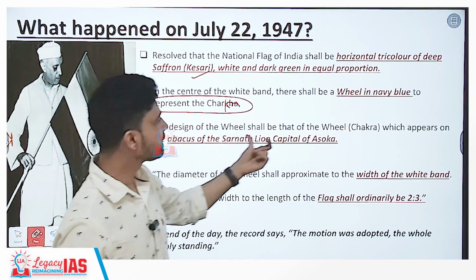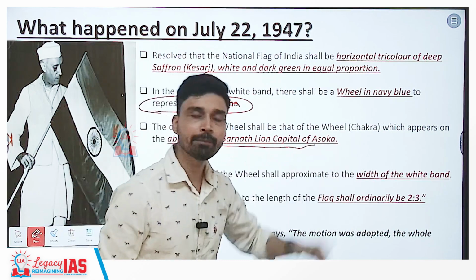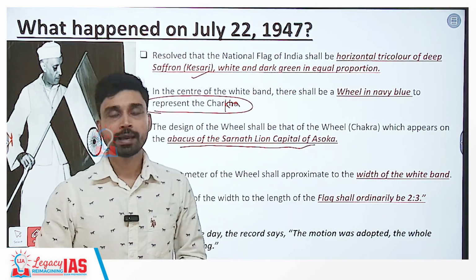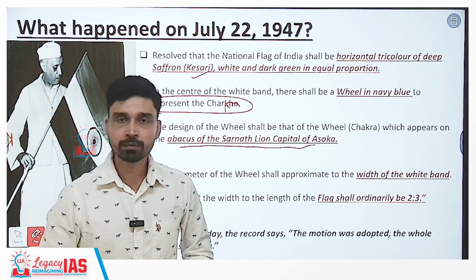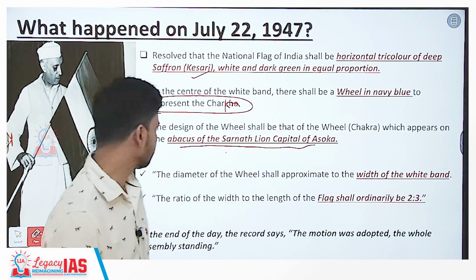The design of the wheel shall be that of the wheel chakra which appears on the abacus of the Sarnath lion capital of Asoka, which is also accepted as the national emblem of the government of India. So that is from where the wheel has been taken.